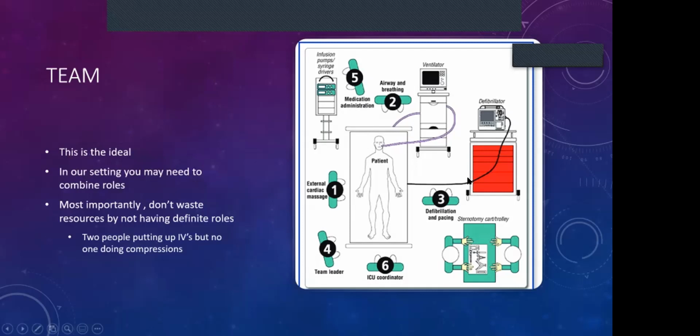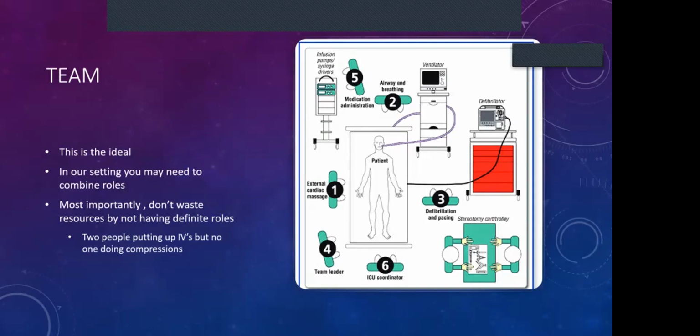Now, number 3 is the one that you actually don't need a lot of the time. All right, but ideally there should be somebody, all right? The most important thing, don't waste resources by not having definitive roles. In other words, like in our case, the bell rings for a recess, 3 people go to put up IVs, 1 person stands as a team leader, and somebody is standing over there ready with the medication, but there's nobody doing compressions and there's nobody doing the airway.